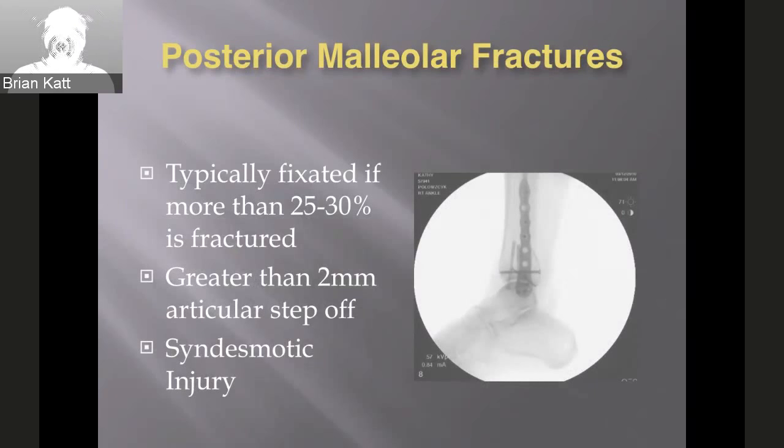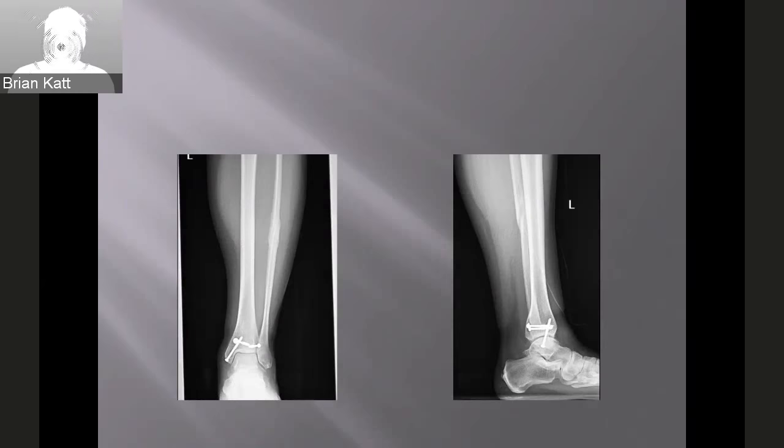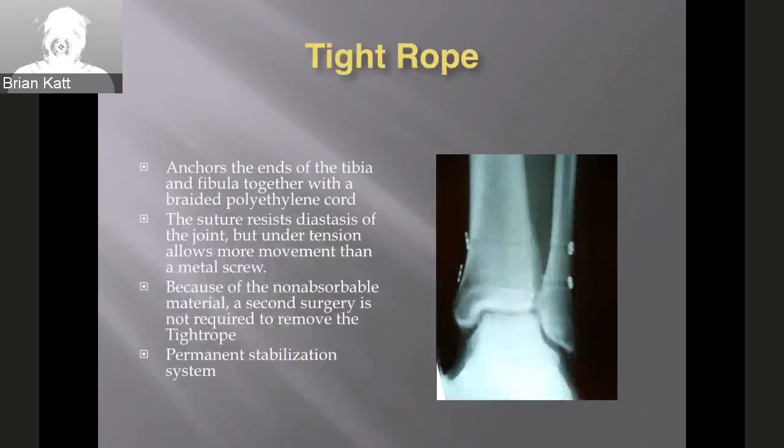For posterior malleolar fractures, typically the rule of thumb is to fixate them if the fracture involves more than 25 to 30% of the joint line, if there's greater than a 2 millimeter articular step off, or if there's syndesmotic injury. Here's one where we had a more proximal fibular fracture, which you can see up here, with some step off, really involving a huge portion of the articular surface, but definitely concern for syndesmotic injury, with subsequent fixation and stability achieved in the ankle through a posterior malleolar fixation construct.